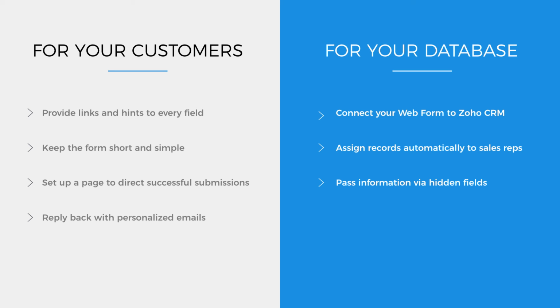Pass the information via hidden fields. Like we talked about in our demo, you don't want your customers to be able to see that they came from a trade show or a conference or anything like that, but you want to know where they came from. So just pass the information through a hidden field. That way they don't see it and it automatically assigns the right lead source.